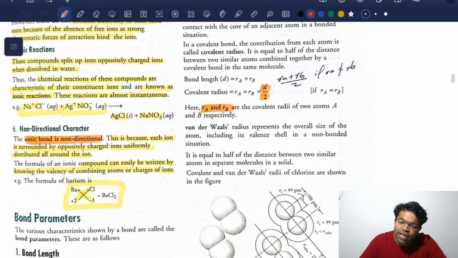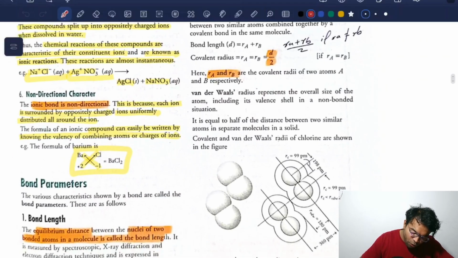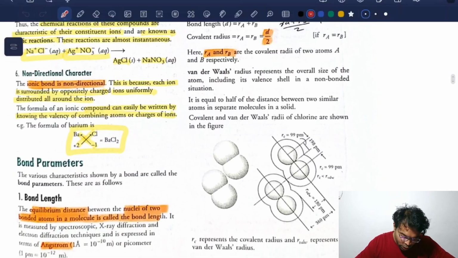Since they are already in their dissociated state, it becomes easy for the reaction to take place as compared to a covalent molecule. Because in a covalent molecule, even if you dissolve it, its bonds don't break. If you want a reaction to take place, you have to wait for the bond to break. So that's why a covalent bond reaction is slower as compared to an ionic reaction.